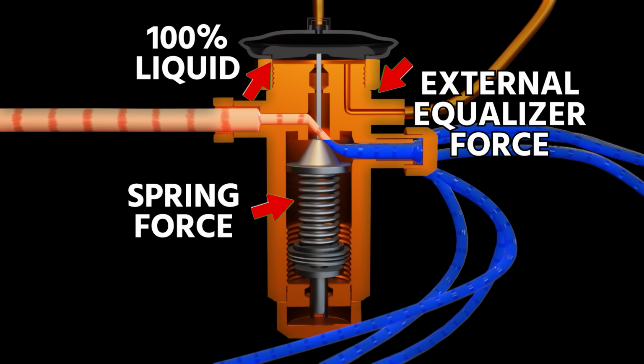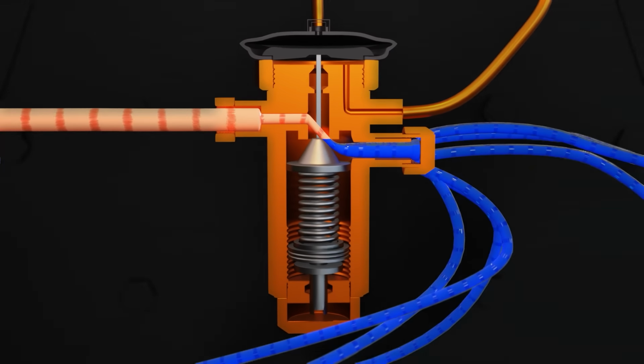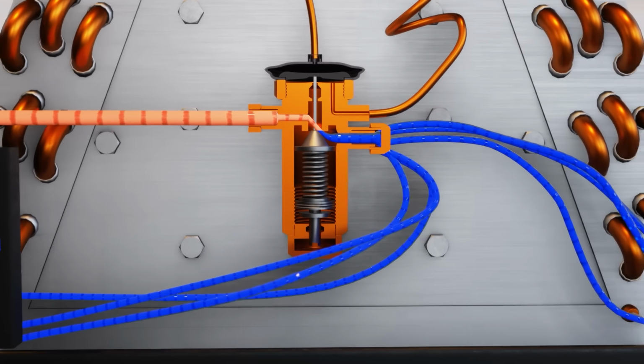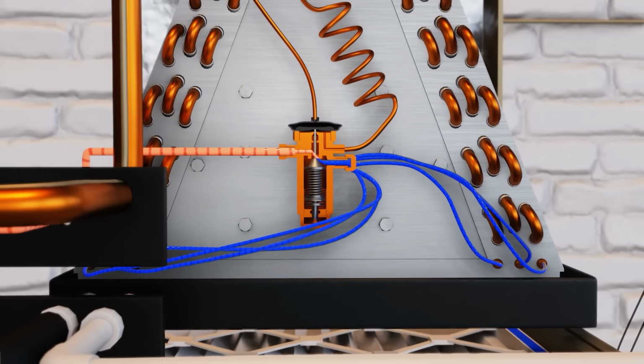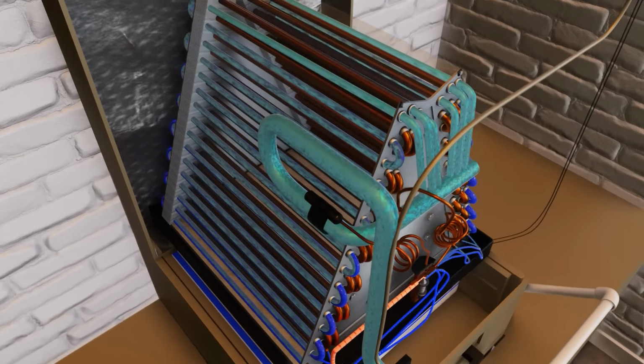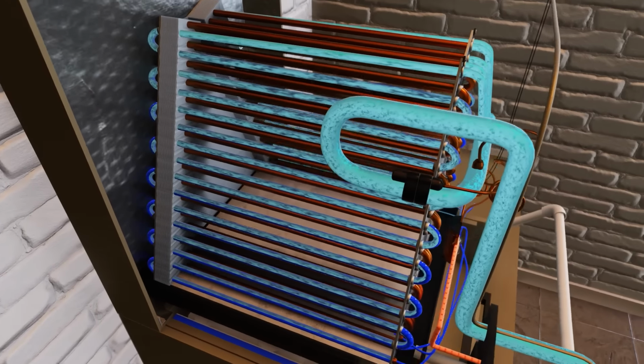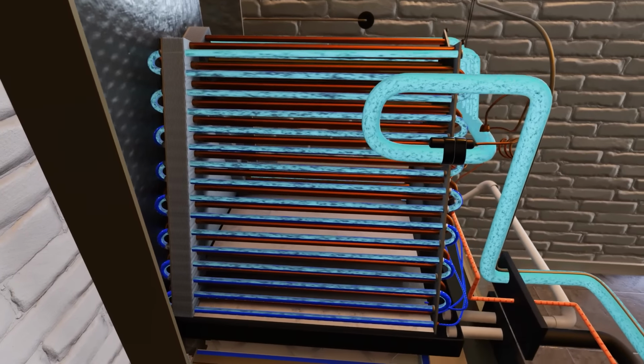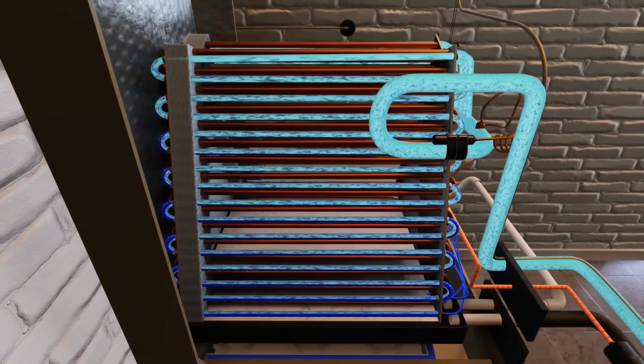Now, when we say boil, many people think boil as being hot. In the case of an air conditioning system, refrigerant boils cold. It boils at a low temperature inside that evaporator coil, and that's how we get heat out of the home. The evaporator coil is what we call the heat absorber. It picks up heat from inside the space as the air flows over the evaporator coil, and it drops the temperature of the air before it blows it back into the space.